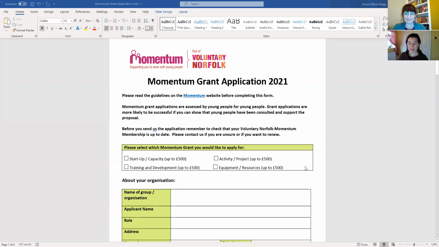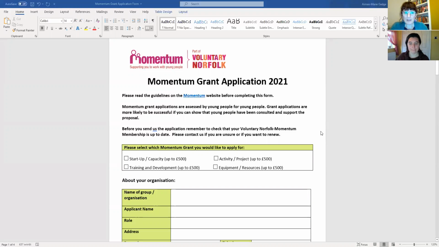Okay, so this is the basic grant application form, isn't it? It is, yeah. So the important thing, like with everything, is that you really need to do your preparation, and it says at the top to read the guidelines on the Momentum website. Usually when somebody asks for a grant application form, I also send out the guidelines as a Word document. And I think it's really useful to have a good read of these and maybe have them by your side when you're completing the form.